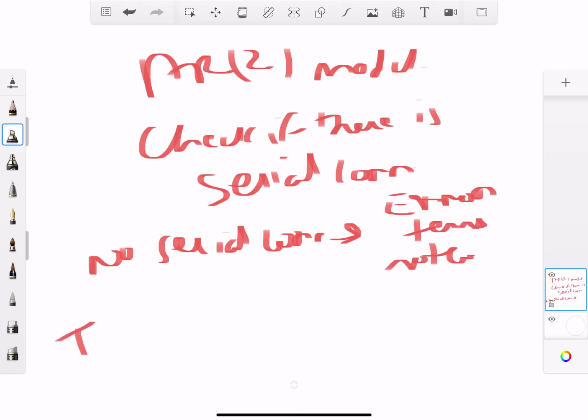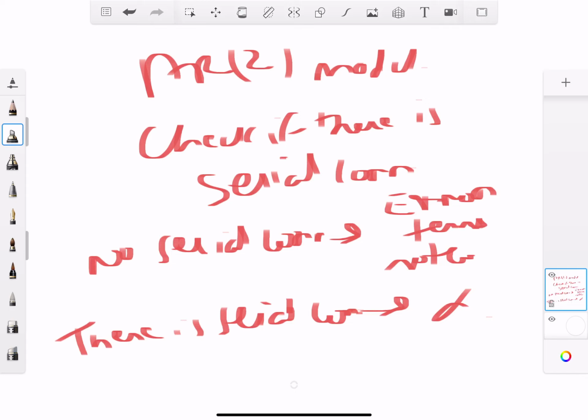If there is serial correlation, then you cannot really go and use this model. That's what it really is. So we're going to do some testing to see if there is going to be serial correlation or not.